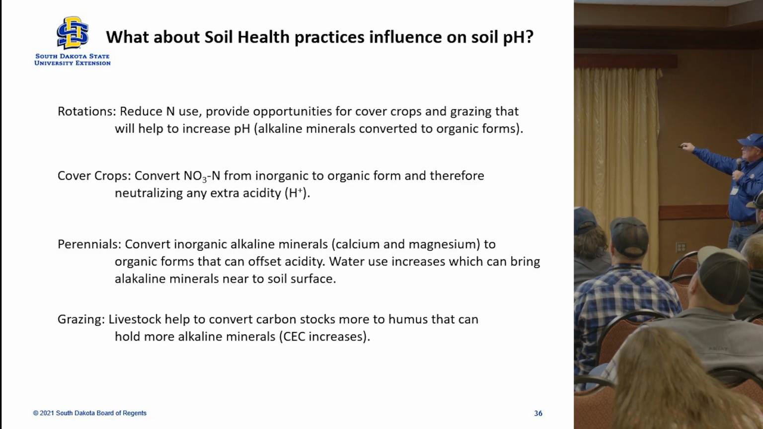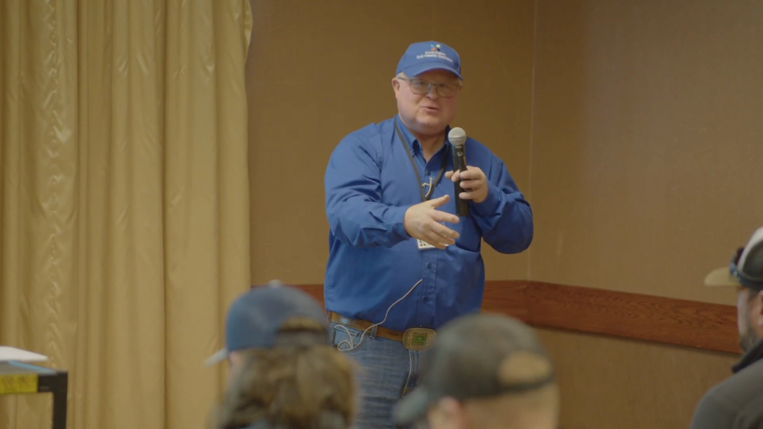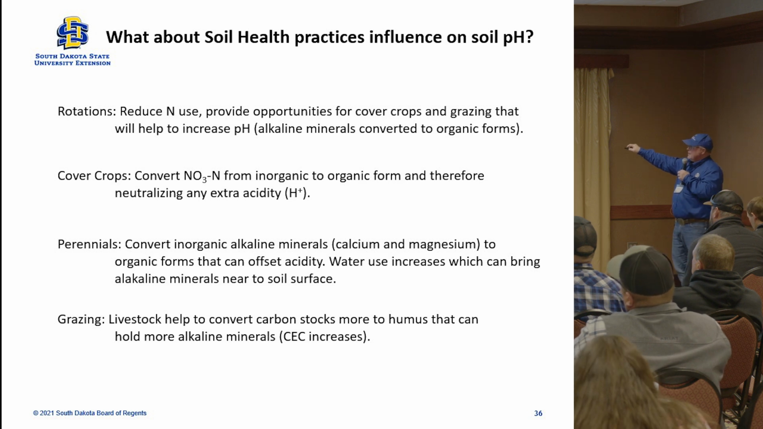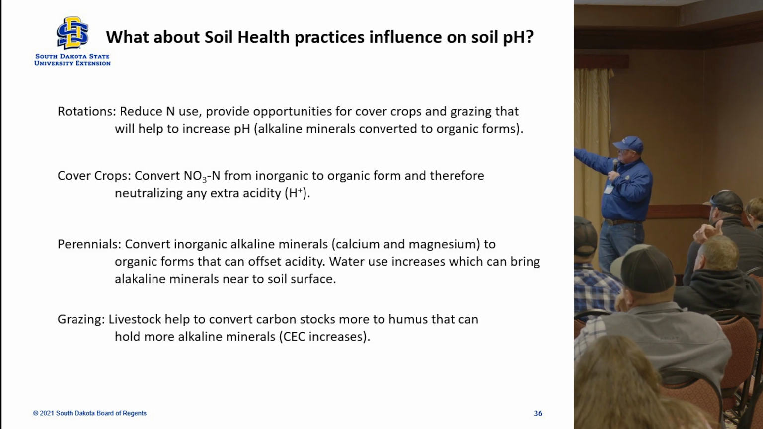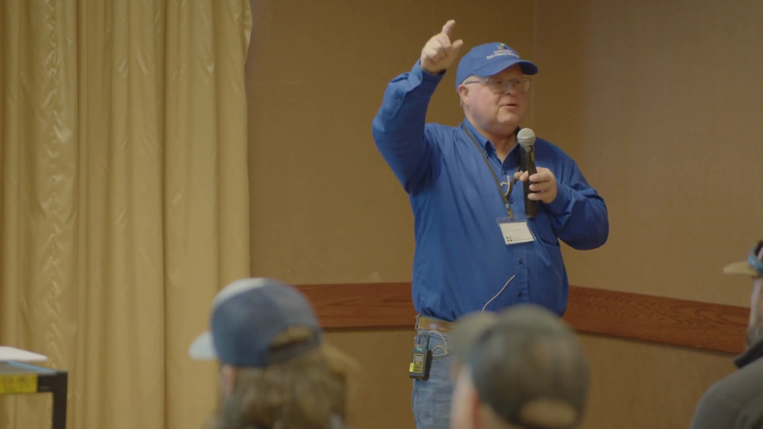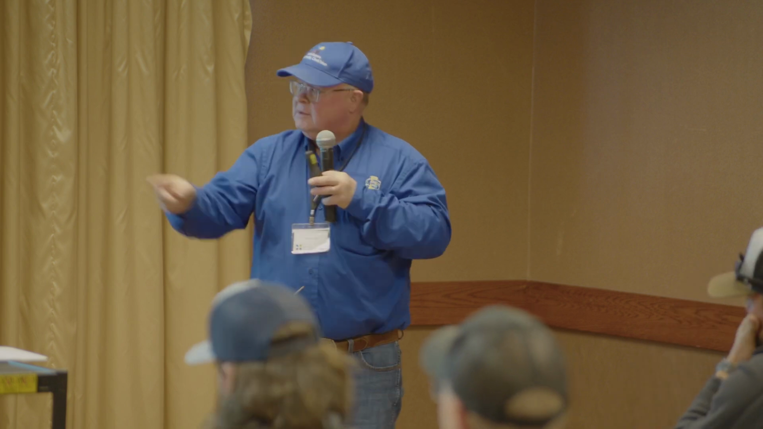Cover crops help convert nitrate from inorganic to organic forms. Remember I said the OH ion that's released? Well, the cover crops do that too. So they're neutralizing acidity as they're taking up residual nitrate. Perennials convert inorganic alkaline minerals, calcium and magnesium, to organic forms to offset acidity. Water use increases, which can bring alkaline minerals near the surface. Dr. Dwayne Beck's biggest fear about our agriculture is that acidification of soil will take over, okay? And we need to put perennials back in our systems for that not to happen.